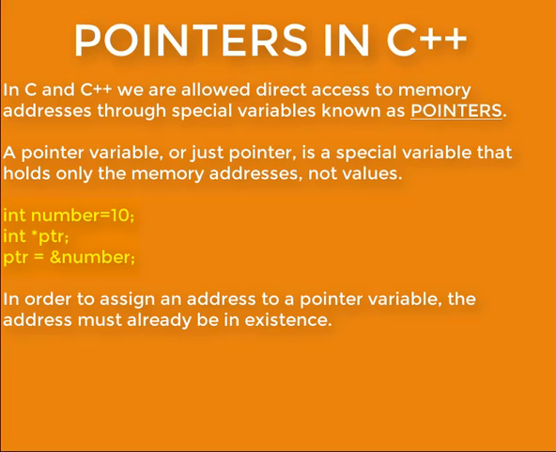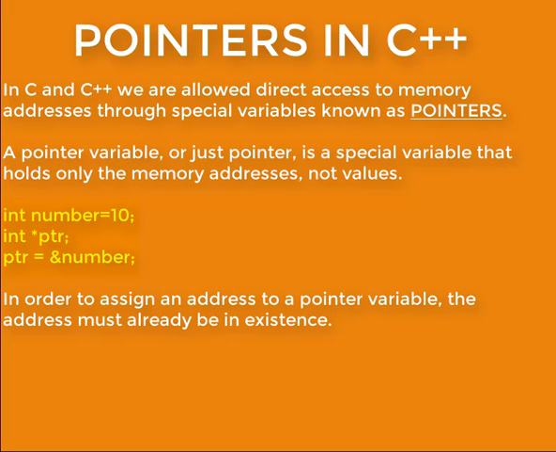If you take a look at the code that is highlighted, you will see that we first create an integer variable called number. We assign it a value of 10. In the next line, we are creating a pointer variable called ptr. When you create a pointer variable, you have to put a star. And in the third line, we are assigning the address of the variable number to the pointer ptr.